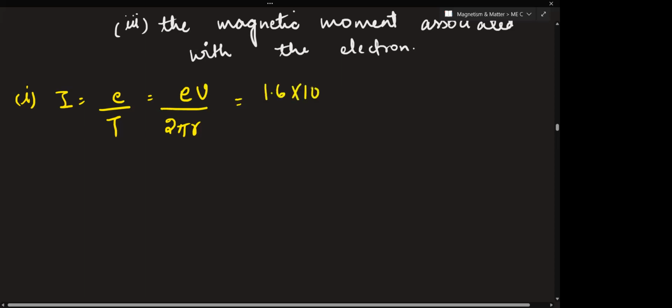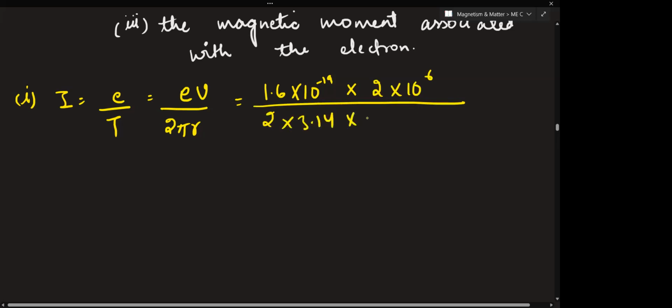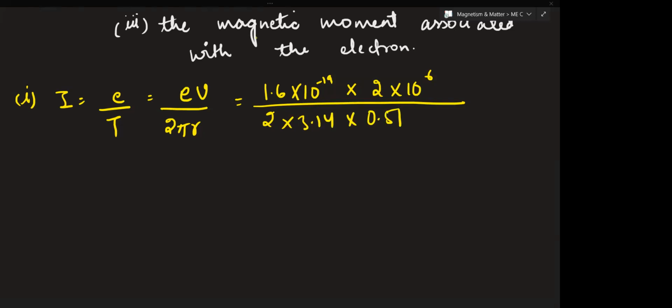This becomes 1.6 into 10 to the power minus 19. Velocity was given to us, I think, 2 into 10 to the power 6 meter per second. 2 is there, pi is 3.14, radius is given as 0.51 angstrom. So Sneha, any idea how we convert angstrom into meters? How do we convert angstrom into meters?